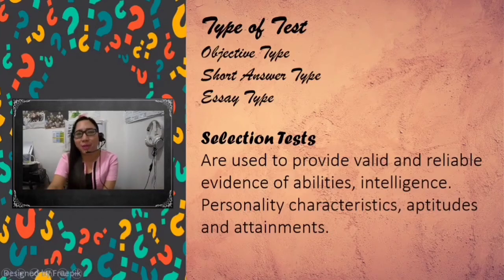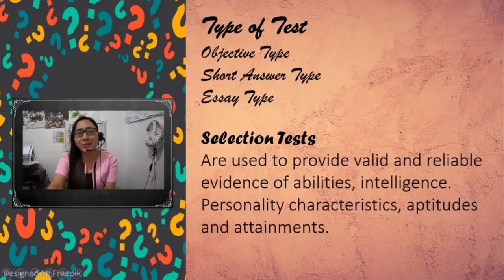Objective type can be regarded as objective rather than subjective because, when we say subjective type of test, it includes, for example, the short answer type and the essay type of test. It includes some of the test takers' opinions or experiences or their own arguments and ideas. Unlike the objective type of test, where there is only one specific answer for each question.